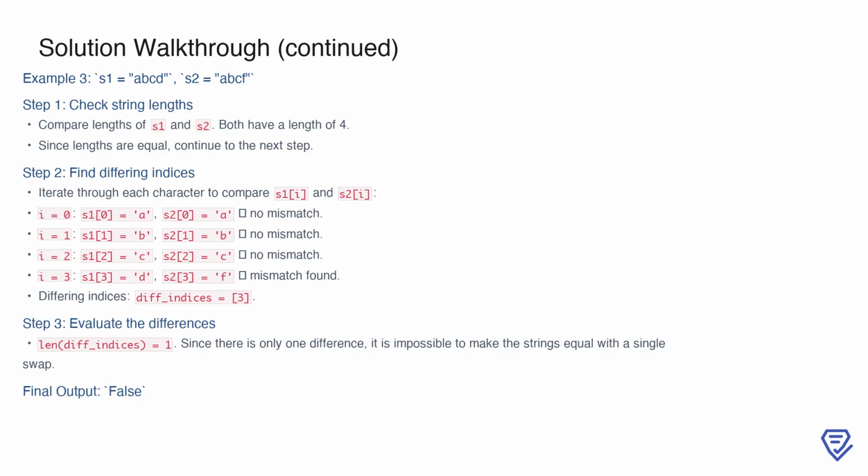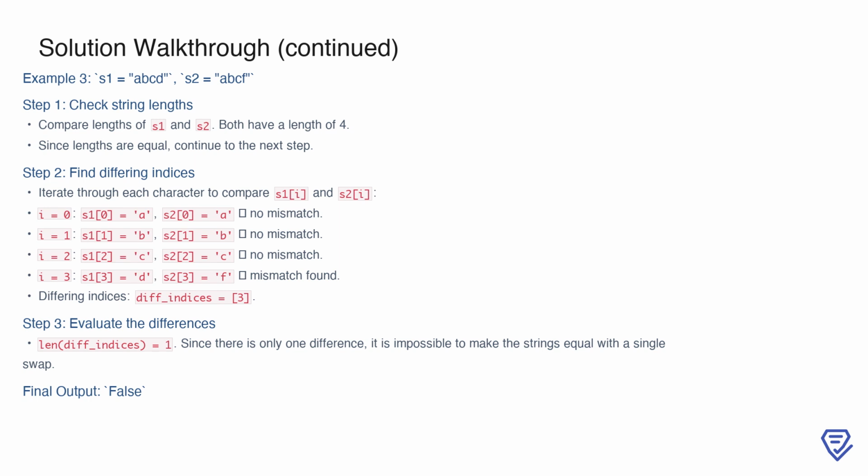In this final example, we have S1 equals ABCD and S2 equals ABCF. As before, we start by checking their lengths, and since both strings are of length 4, we proceed. Next, we identify the differing indices. At index 0, both strings have A, so no mismatch. At index 1, both have B, so again, no mismatch. At index 2, both strings have C, so still no mismatch. However, at index 3, S1 has D while S2 has F, which is a mismatch. This gives us differing indices of 3.